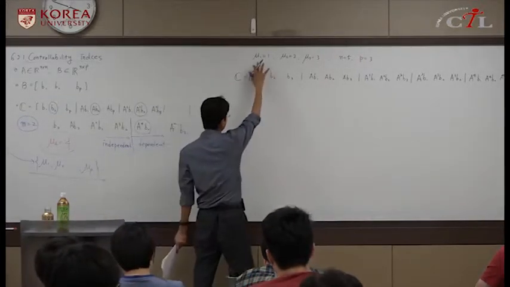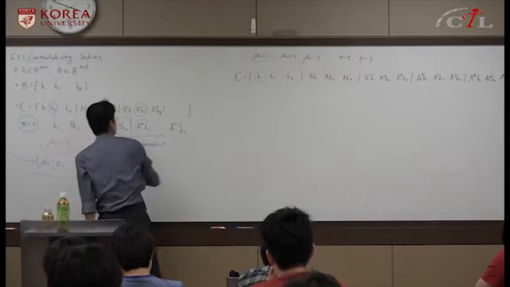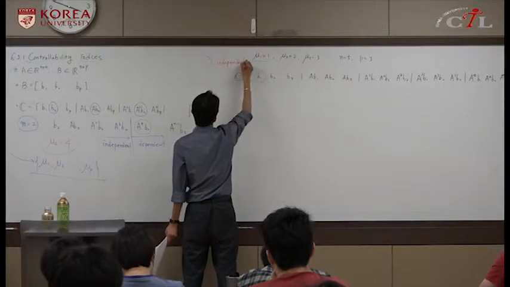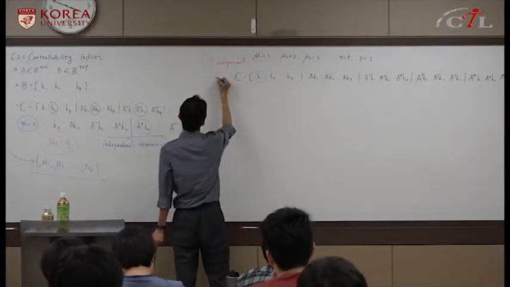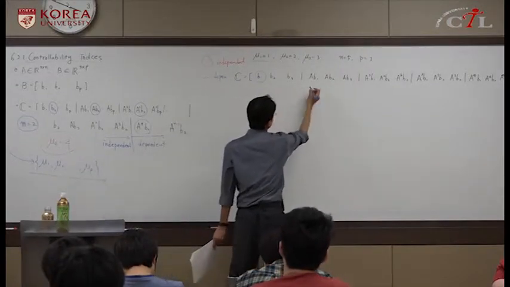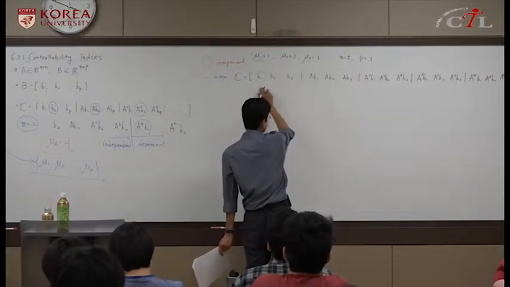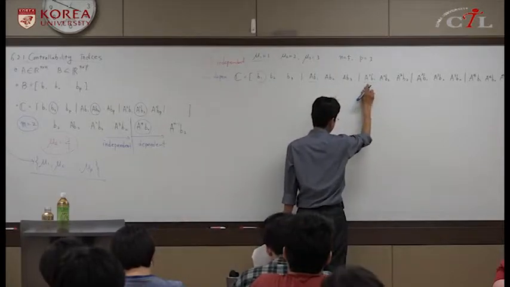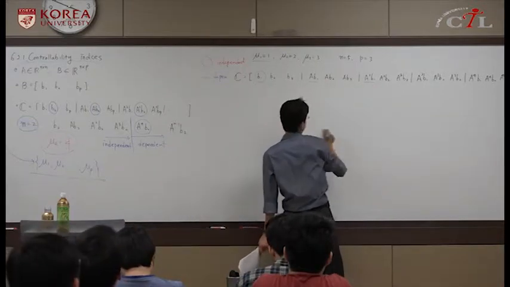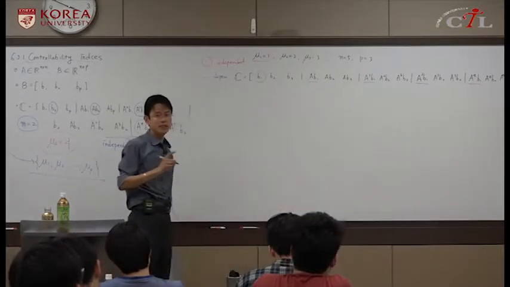Then, if mu1 is 1, then B1 is the only independent one. So let me mark red as independent, and underbar as dependent. If mu1 is 1, this is the only independent, and this is dependent on B1. So I can make AB1 using a linear combination of B1. And A squared B1 is also dependent, so I can make A squared B1 using the linear combination of B1. And this is also dependent. mu1 equal to 1 indicates that.